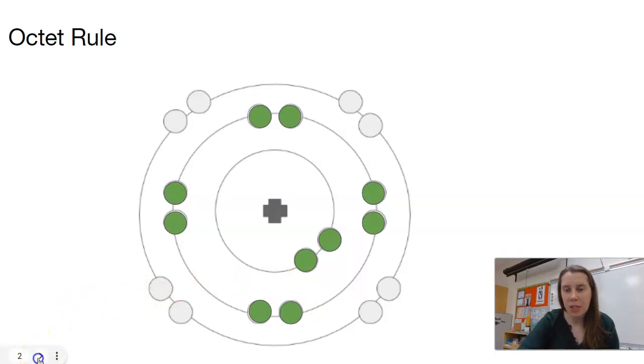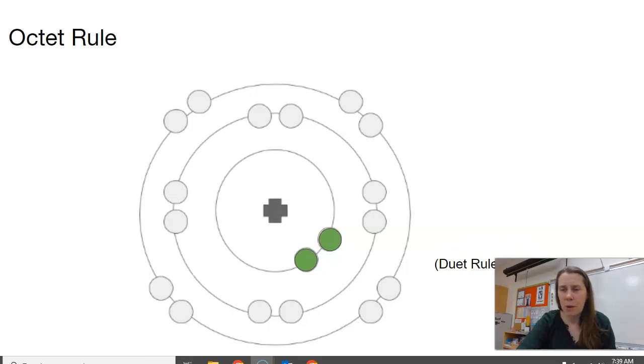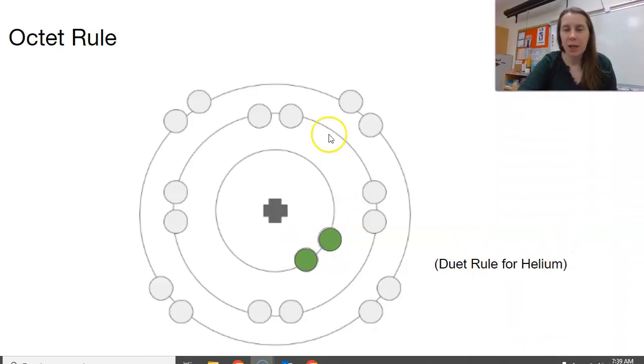The only exception to this is helium, which we've talked about before, and the reason that is an exception is because it only has that 1s orbital, and so it can only hold 2. So for helium, 2 is full.